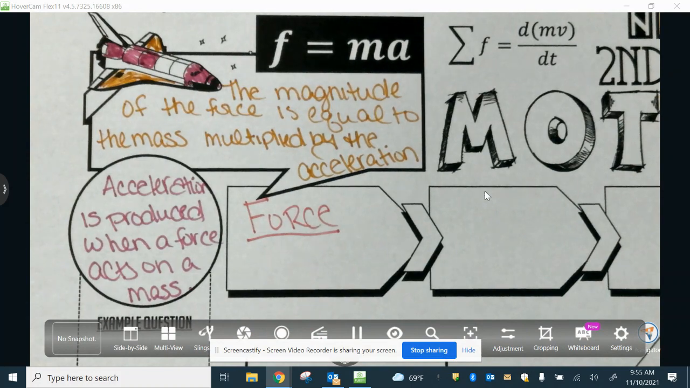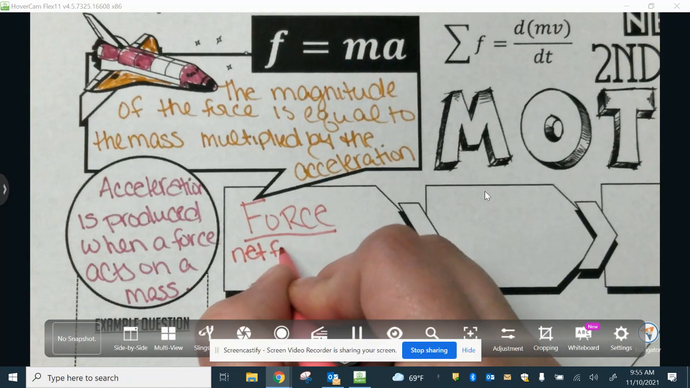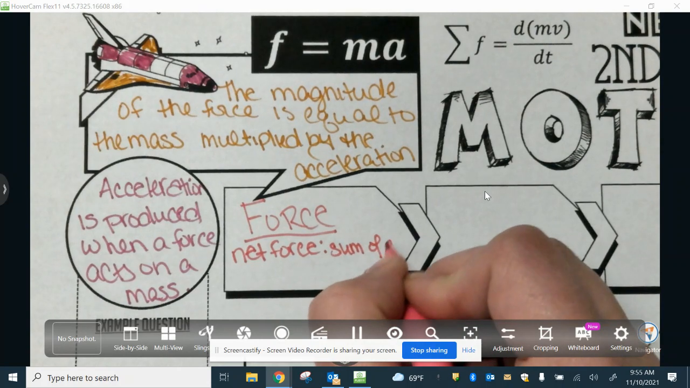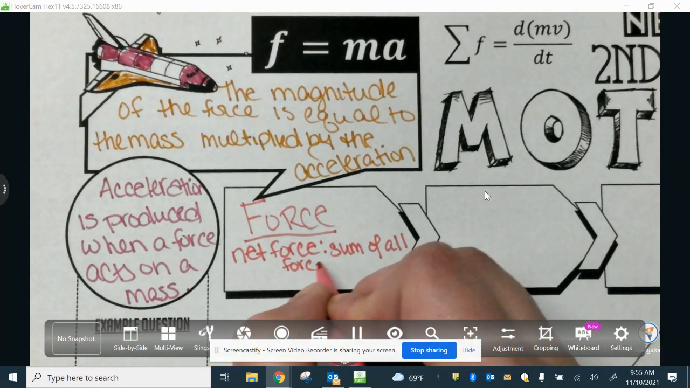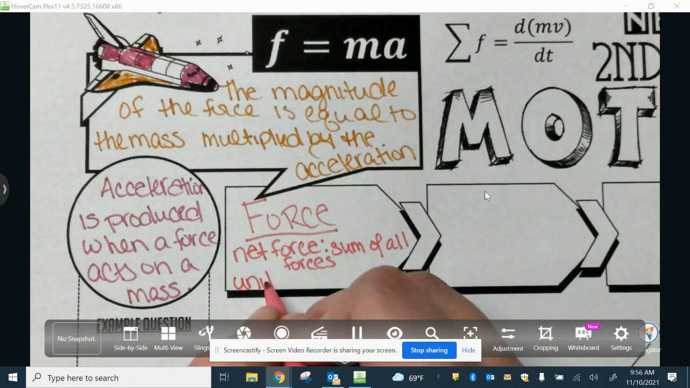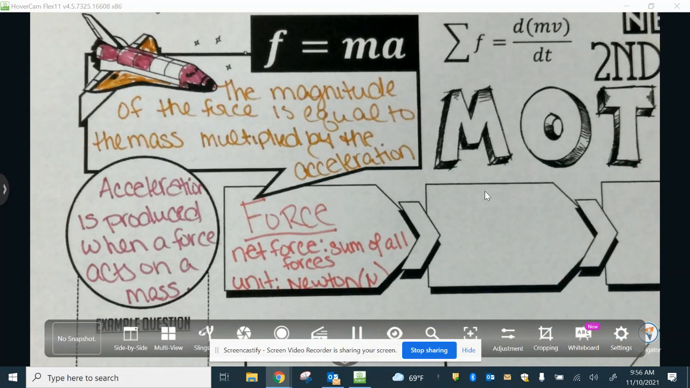So force. When we're talking about force, a lot of times they'll say net force. The net force is the sum of all the forces acting upon an object. So if you have a 5 Newton force to the left and a 2 Newton force to the right, your net force would be 3 newtons to the left. Notice I said newtons, the unit for force. A newton, which we show with a capital N.